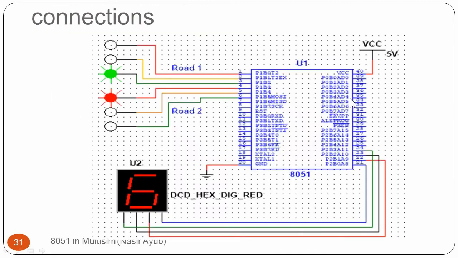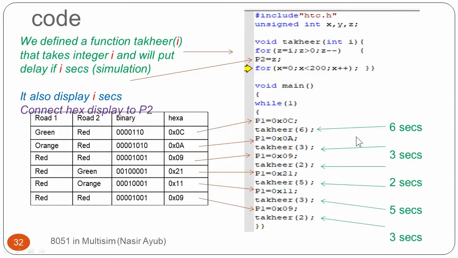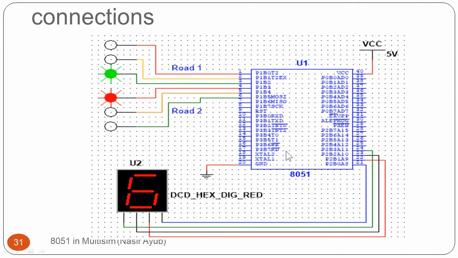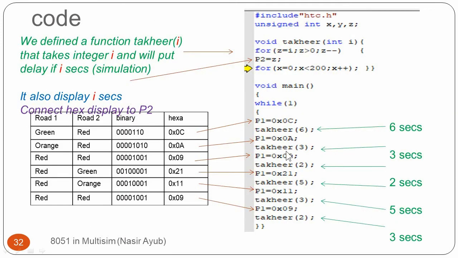So how are we going to do it? Well, that's how it should look. I have basically the same thing. I put three more LEDs and I put a display on port 2. Okay, let's see the code first. Now we have road 1 and road 2. We have two roads. So it will be green on road 1, red on road 2.